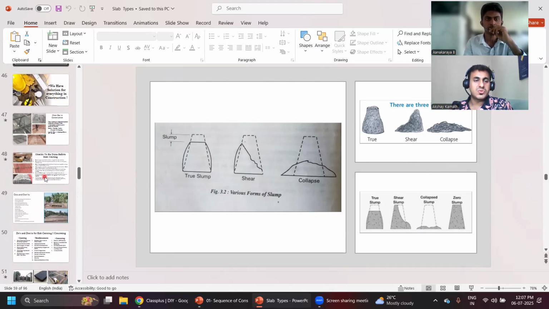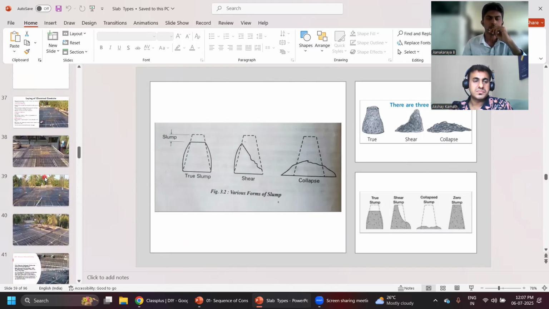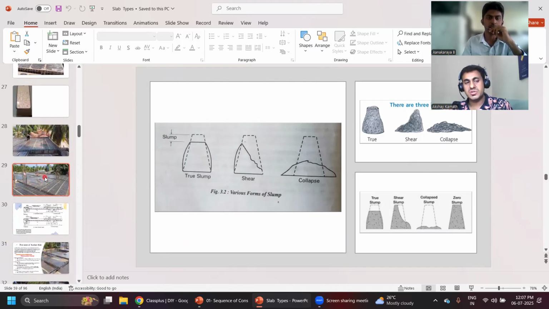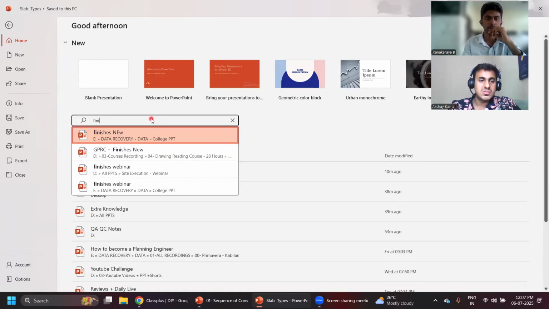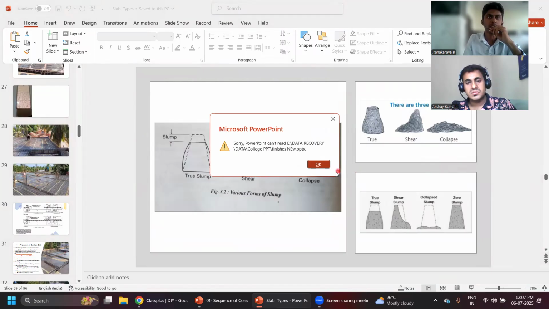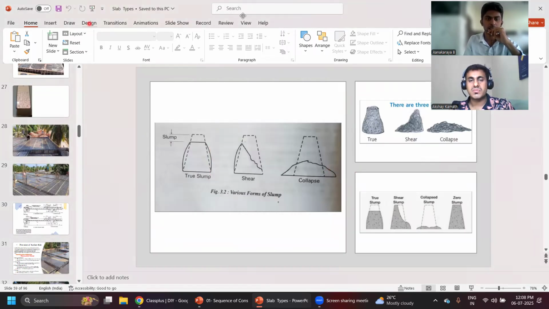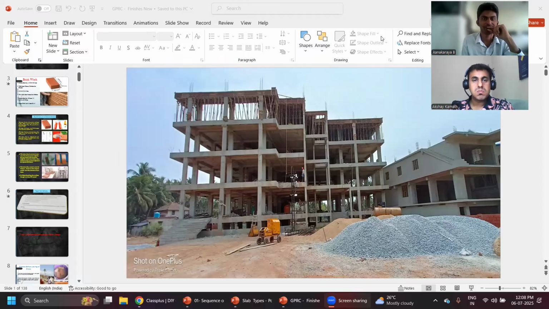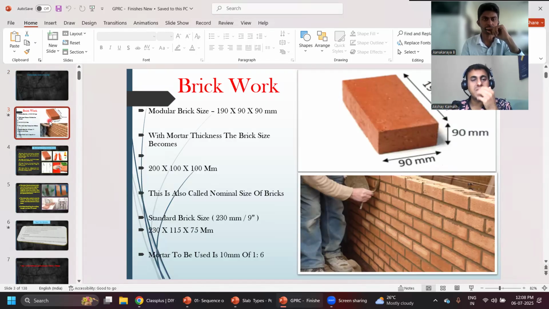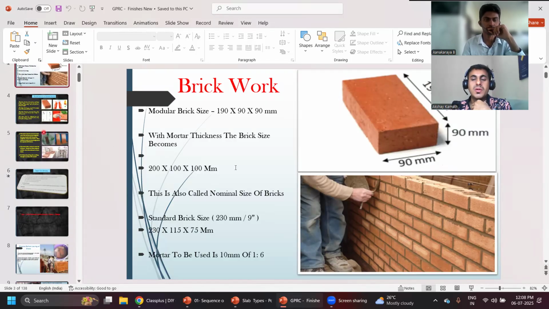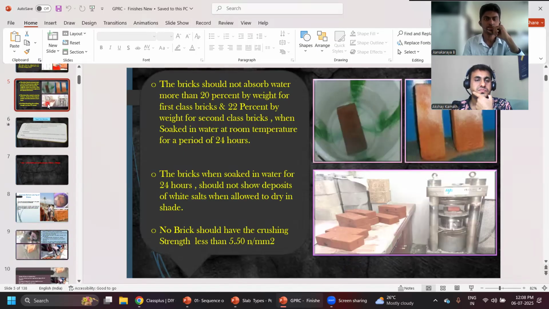Then what else did you learn in the course apart from this? Sir, finishing activities, like block work. What is the standard size of a block? Sir, the standard size is 19 by 9 by 9. Okay. Brick you told me, no? Modular brick we have, and then we have nominal. What is the thickness of the mortar in brick? 10 mm, sir.